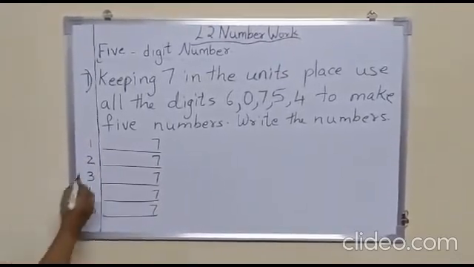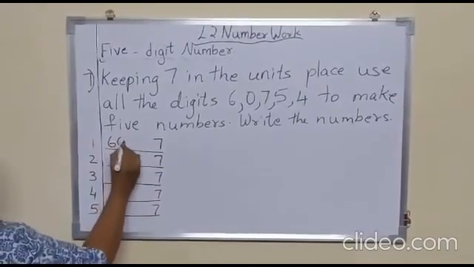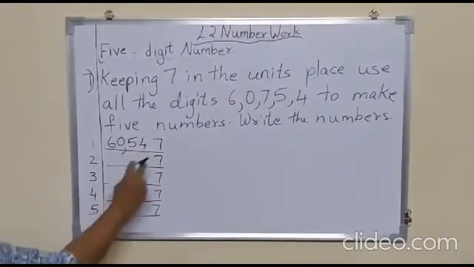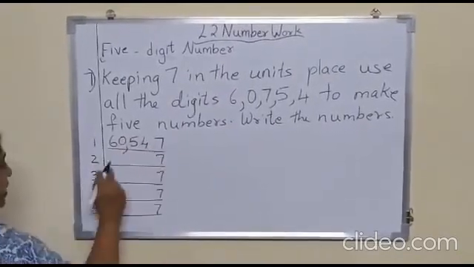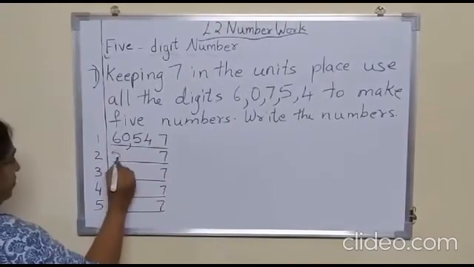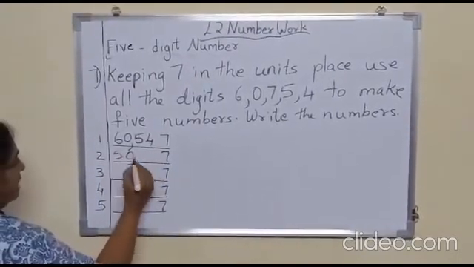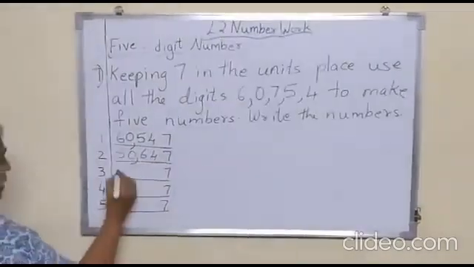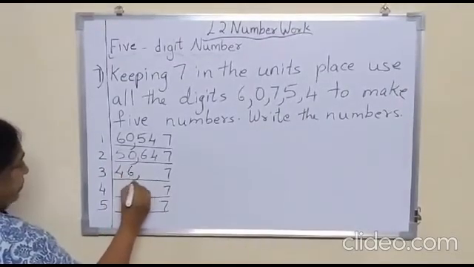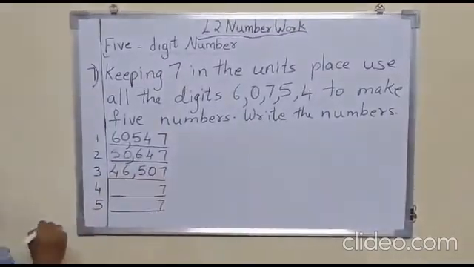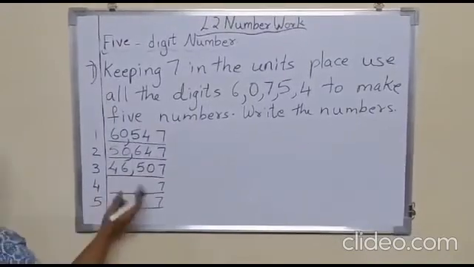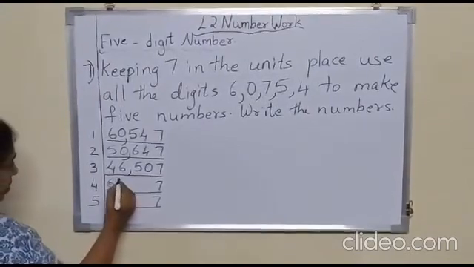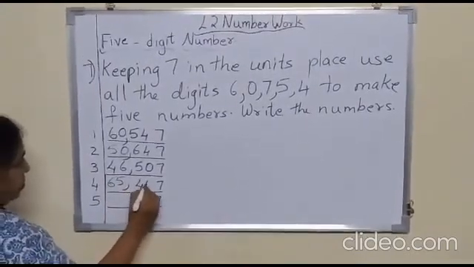Those 6, 0, 5, 4 you have to change and make 5 numbers. Did you understand? Suppose now if you have to make the first number, we can write here 6, 0, comma, 5, 4 and 7. That is 60,547. Second number you can make 5, 0, 6, 4. That's 50,647. The next number we can make 4, 6, 5, 0. 46,507. Fourth number, again you can write 6 here in the hundreds place and 5, 4, 0.